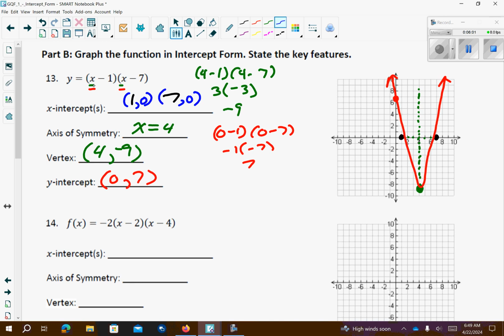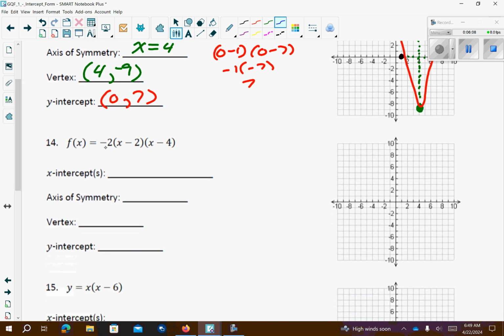Okay, and the reason this one opens up is because there was not a negative sign up front, which takes us to number 12. It's going to open down because there's a negative sign. So let's keep that in mind. It's going to open down.